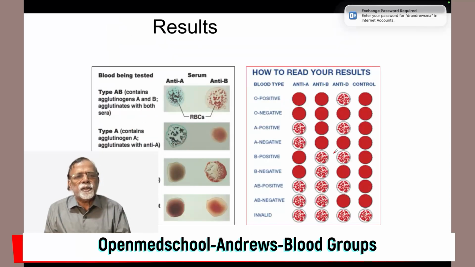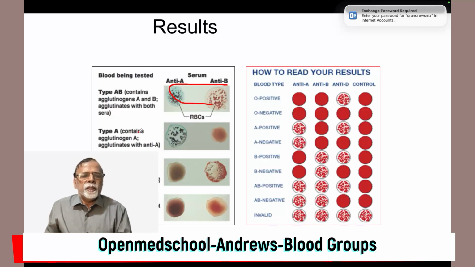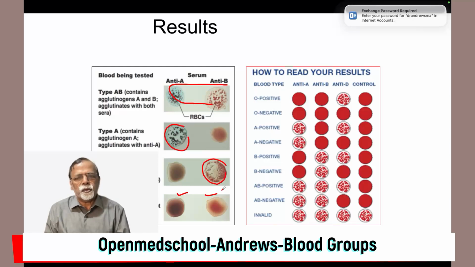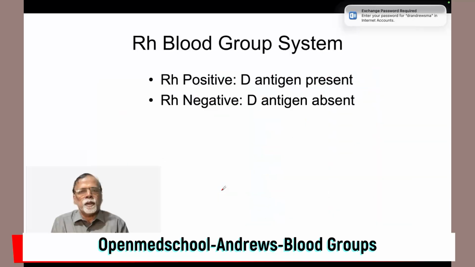So when you are doing the test, this is how the result comes. You can see anti-A is added, anti-B is added. If the blood clumps with both, it is AB group. Suppose when you add the anti-A, it clumps, it is A group. When you add anti-B, it clumps and produces hemolysis, it is B type. When neither of them produces hemolysis or clumping, it is O group. Hope it is clear to you.